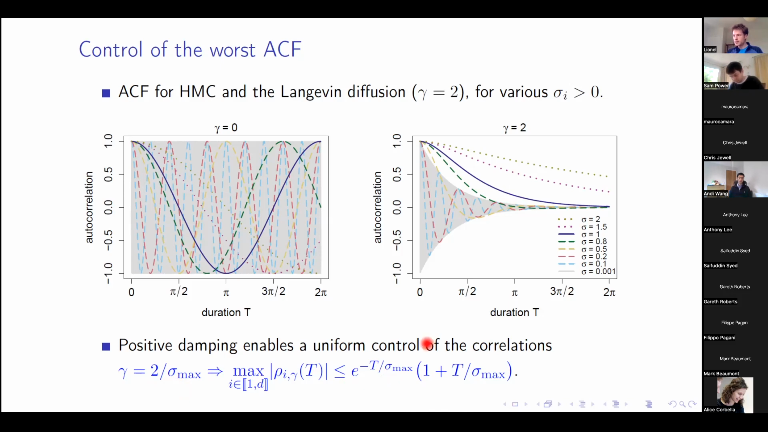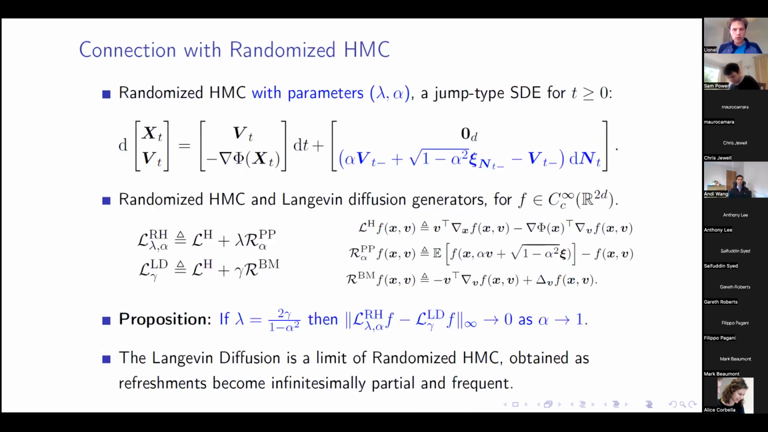And as you can see, the resulting bound here decays exponentially fast with the integration time, and does not require randomization of the choice of t. So we recover a similar uniform control over all the ACFs, and that decays in a monotonic way with respect to t.